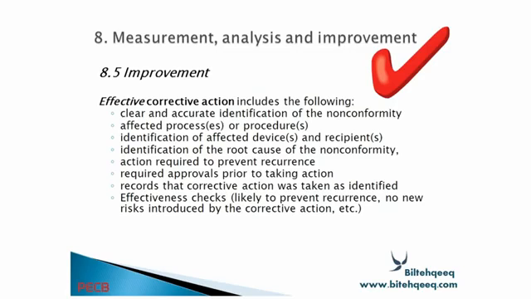Effective corrective action includes the following: clear and accurate identification of the non-conformity, affected processes or procedures, identification of affected devices and recipients, identification of the root cause of the non-conformity, action required to prevent recurrence, required approvals prior to taking action, records that corrective action was taken as identified, effectiveness checks to prevent recurrence, and no new risk introduced by the corrective action. So every corrective action you are going to take must be effective.